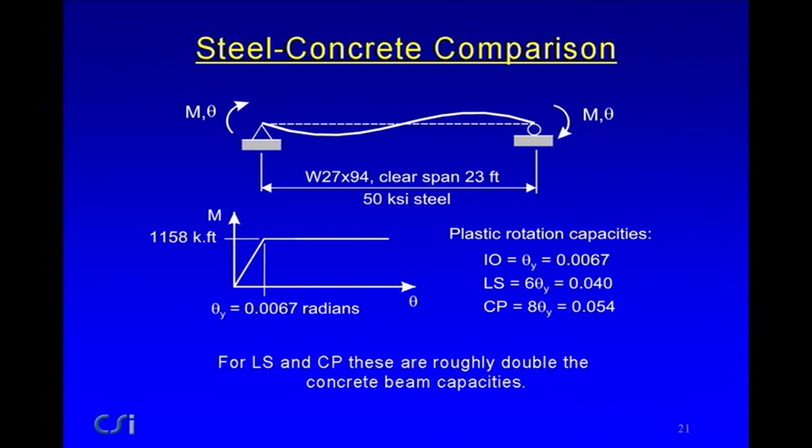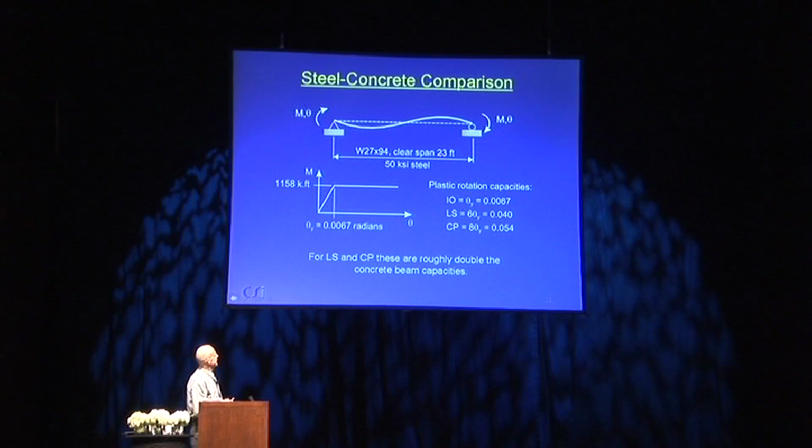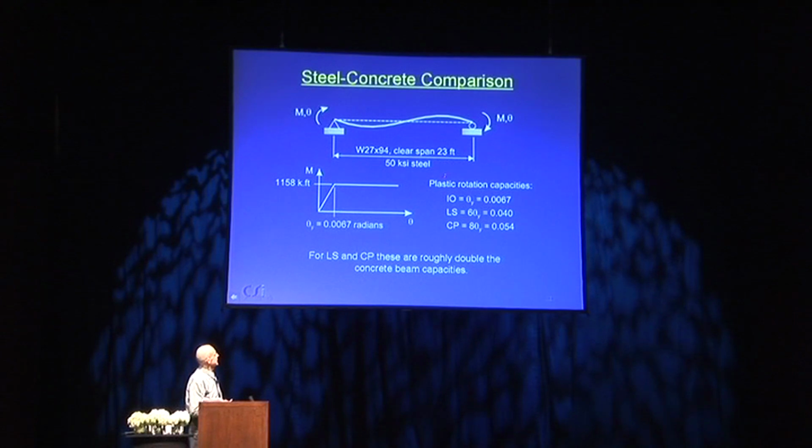Let's compare steel and concrete, and I just took here a W27 by 94. I don't know where I got 23 feet from, but if you look from the previous slide, calculate the rotation capacities and compare the steel and concrete. The plastic rotation capacities for steel member based on ASCE 41 would be IO 0.067. Incidentally, there's a typo in the printed version here. It's got 2067, but you can fix that.